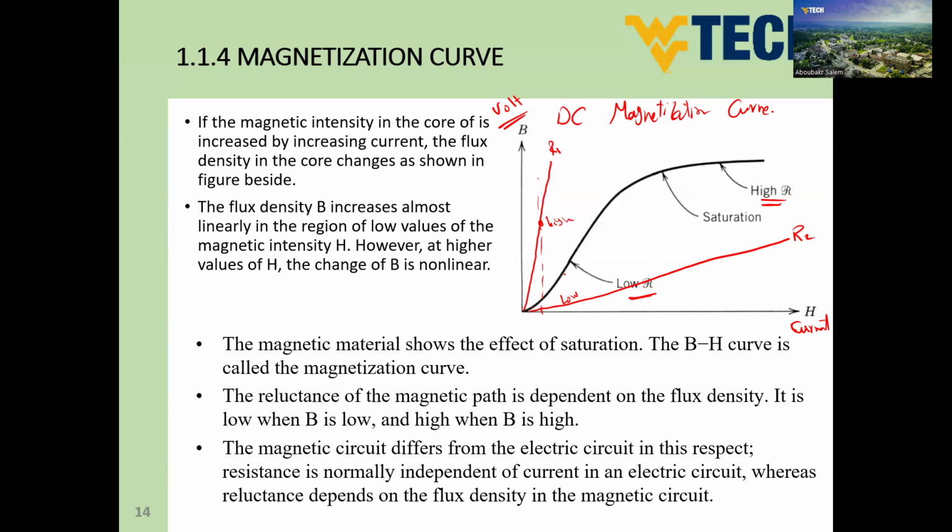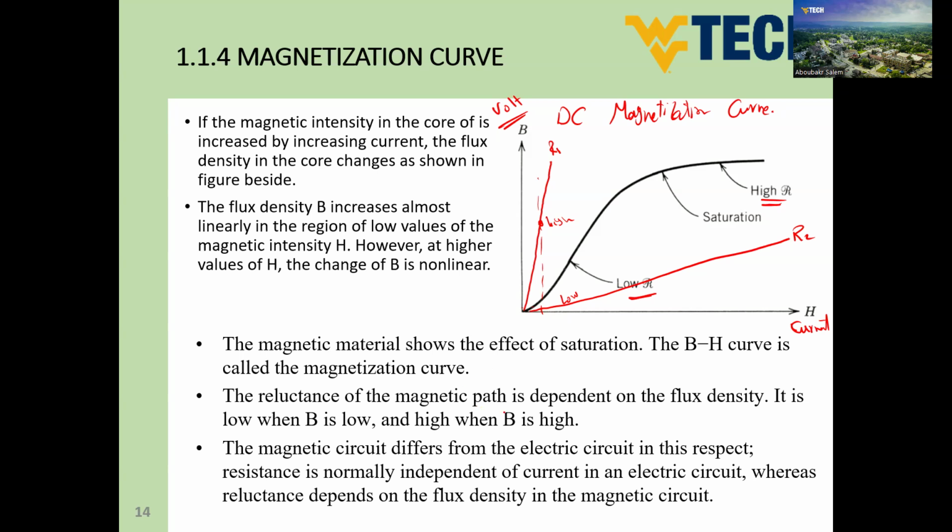For that, guys, here we have low reluctance and here we have high reluctance. And this is called the saturation part. So we do prefer to have low reluctance in order to reduce the losses of magnetics. Okay, nice. So the magnetic material shows the effect of saturation in the BH curve, called the magnetization curve. And this magnetization curve, guys, we will use in a lot of devices in our course.